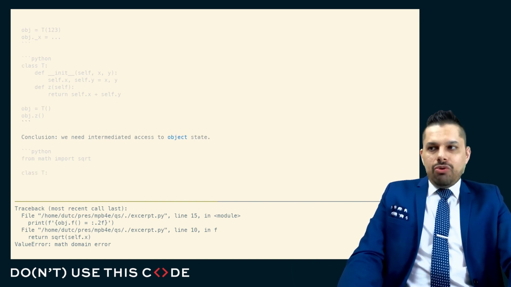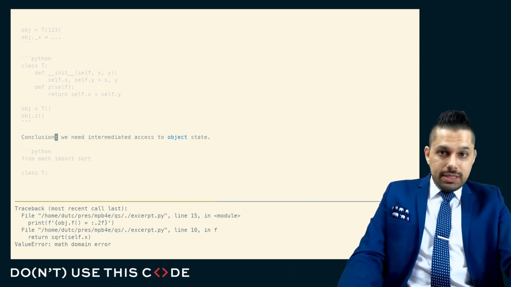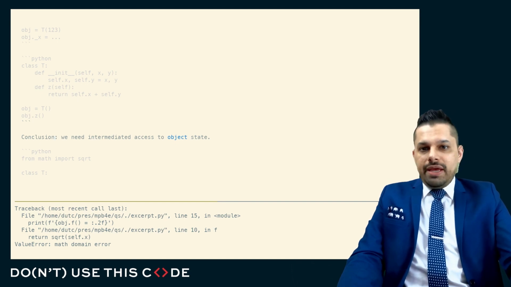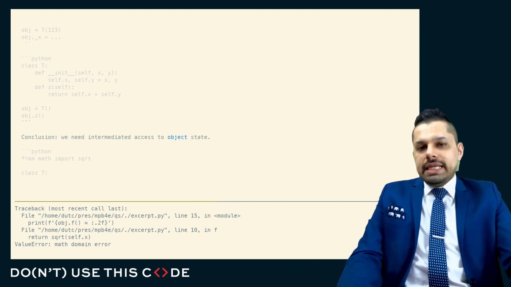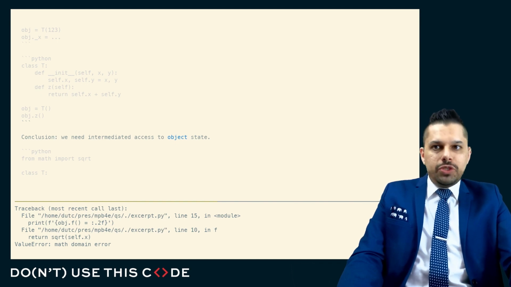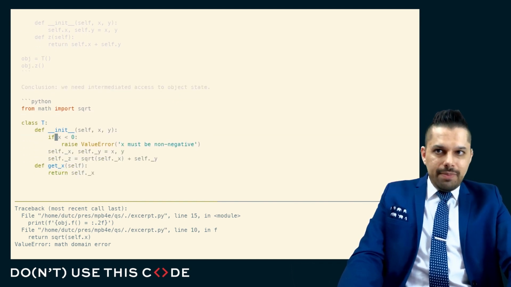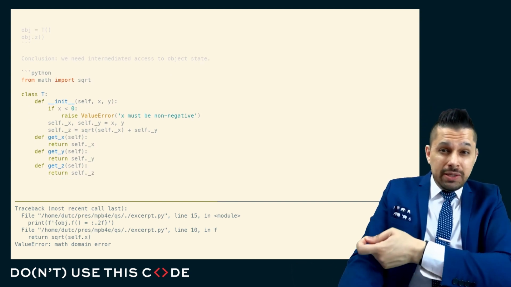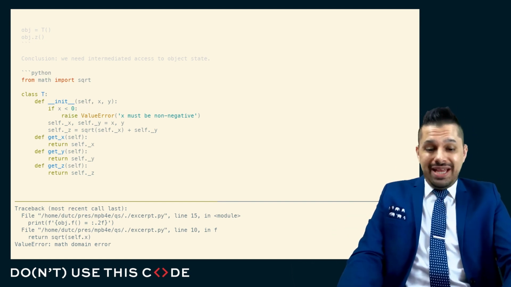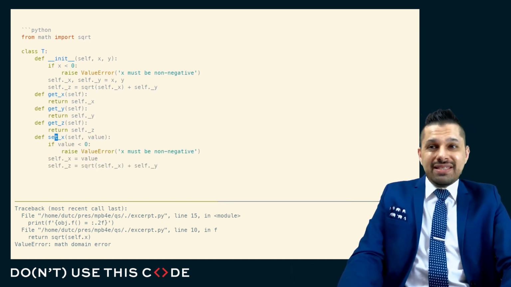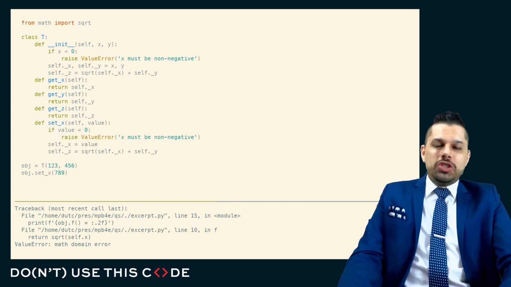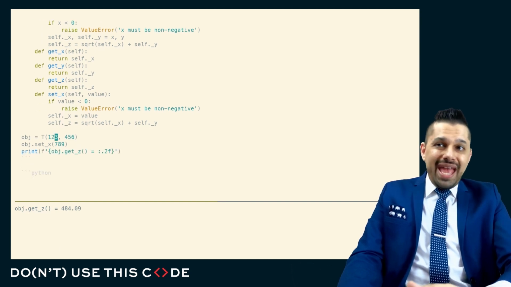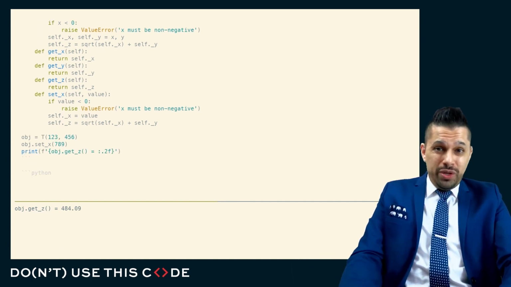Well, generally, in order to enforce the validity of some data in some mutable type, to avoid the problem where this data can be invalid or we can have update anomalies, we need to have some sort of intermediate access to the object state. In other words, one of the things that we might do is intermediate access to the underlying state of this object by writing getters and setters. We write a get x, a get y, and a get z, and we write a set x. And in the set x, we check our condition that x must be non-negative. And as long as we go through this interface, we can avoid these problems.